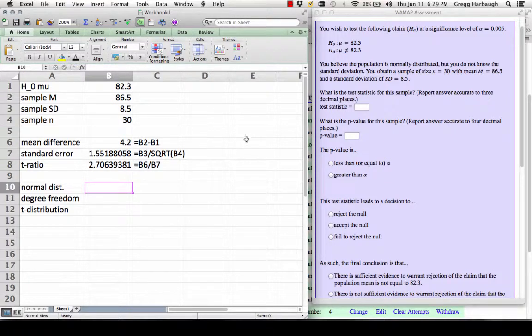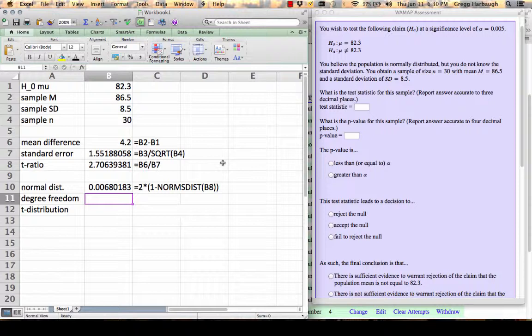Now, the problem here is that a lot of students erroneously use the normal distribution to calculate the p-value. In other words, they would do something such as 2 times 1 minus NORM.S.DIST of the value 2.7, where they're treating it as a z-score, even though technically it's a t-ratio, and they would obtain a value such as 0.0068. Unfortunately, this is actually an underestimate for the actual p-value, the probability of observing a sample score of 86.5 if the population average is indeed 82.3.